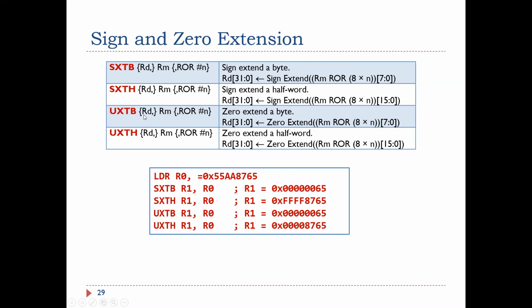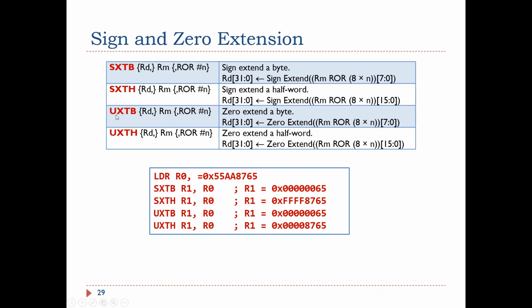In another example, this instruction is SXTH, which is sign extended half word. If you would like to extend the half word, you take the half word of this value, which means you're going to take 8765. Now, since we are doing the sign extension, and 8 has 1 in the most significant bit, that one will be extended. So that's why you can see F, F, F, F here. The sign has been extended.